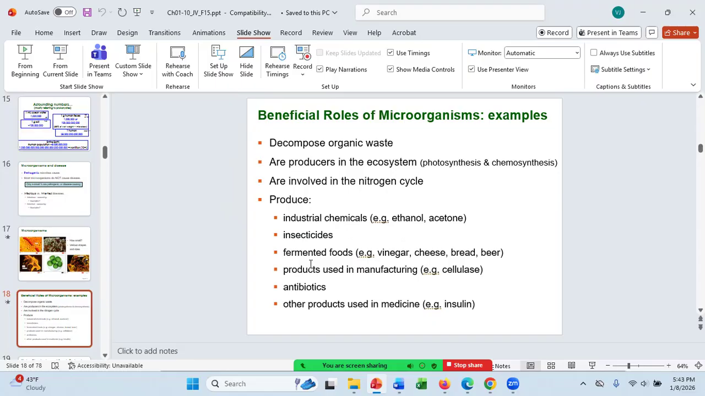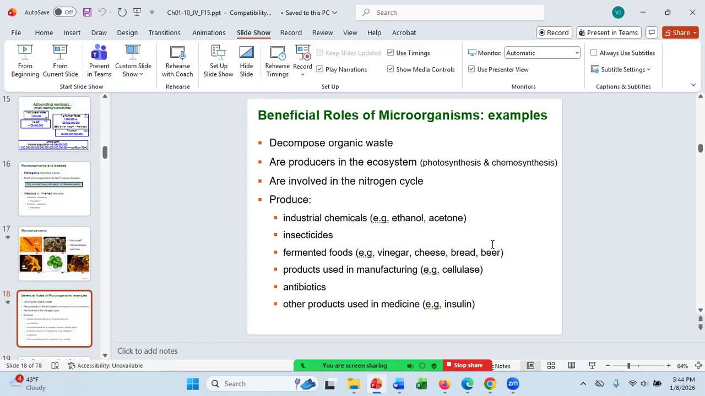We use microorganisms to make fermented food, such as vinegar, cheese. To my knowledge, most cheese is made by a microorganism fermenting the milk into cheese. A leavened bread uses a microorganism to leaven the bread or put air in the bread. And then beer, as well as wine, fermented foods that we make using microbes.